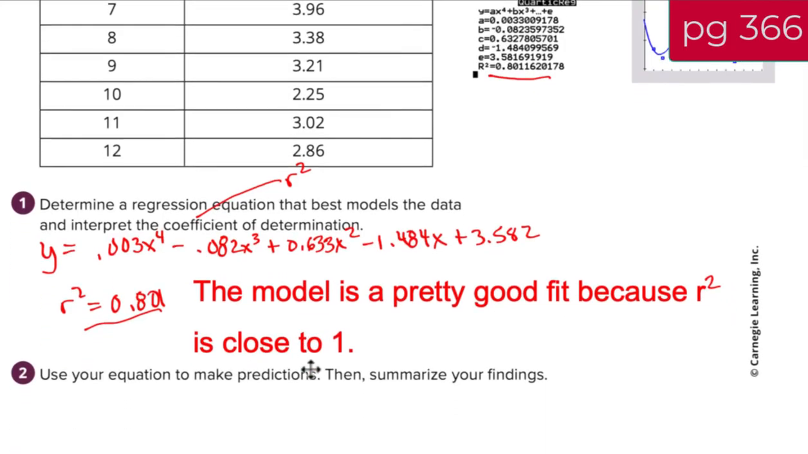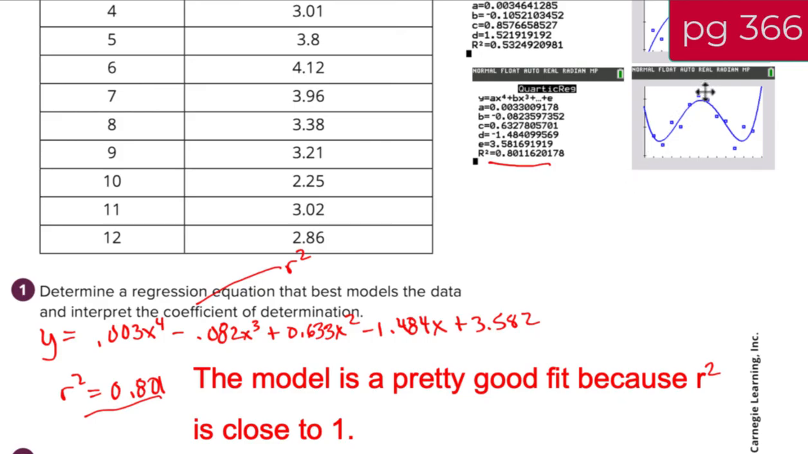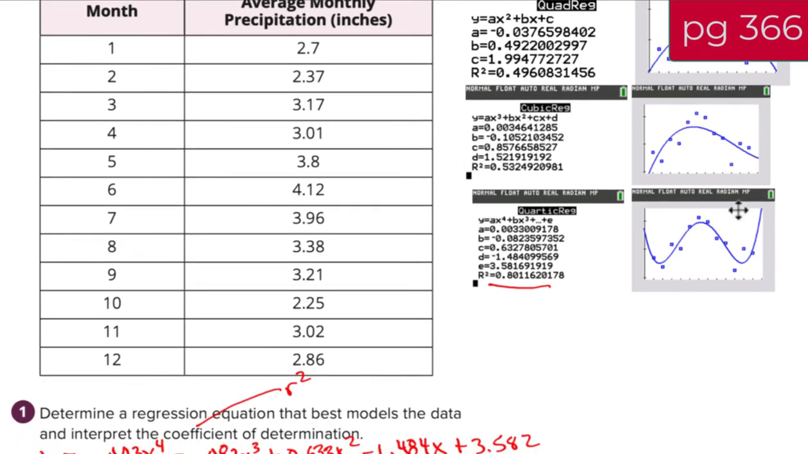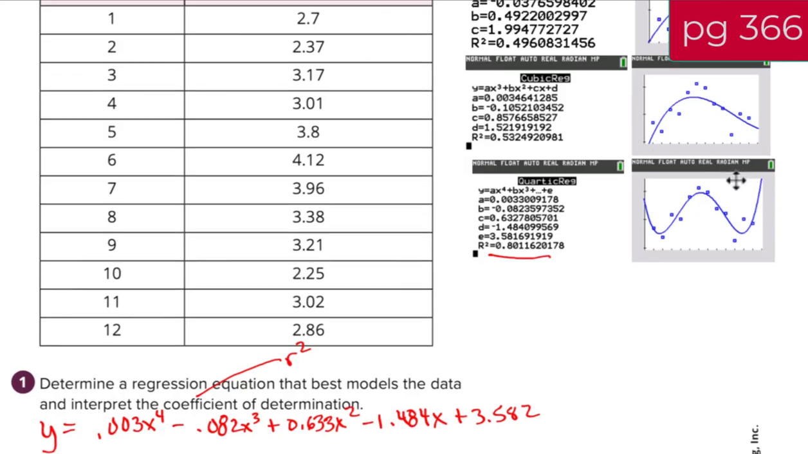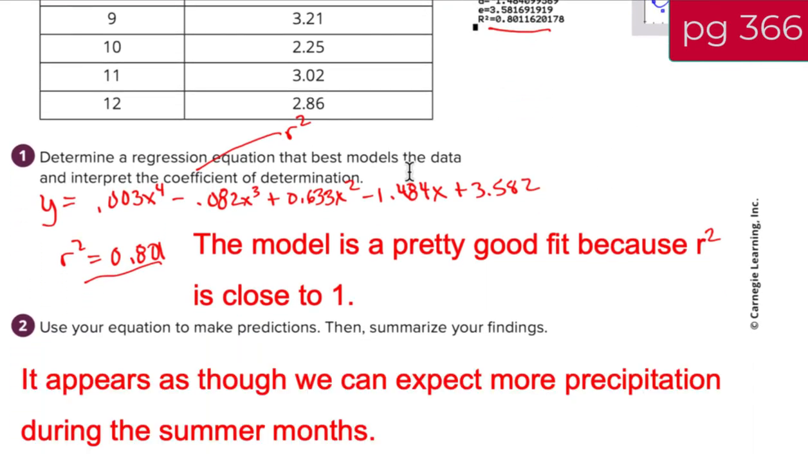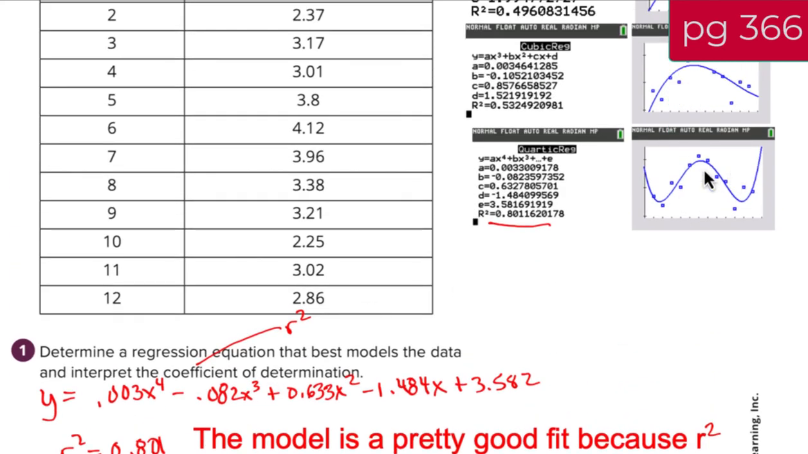Now it says use your equation to make predictions. You know, we can predict in the middle part it's going to be higher, and then on the ends here it's going to be lower. And remember, this correlates with the month. So we could say the middle of the months, which is summer, it rains more. So the precipitation is higher in the middle part or in the summer. So we can write that out. So we can just make a statement that says, it appears as though we can expect more precipitation during the summer months. That is basically summarizing it.